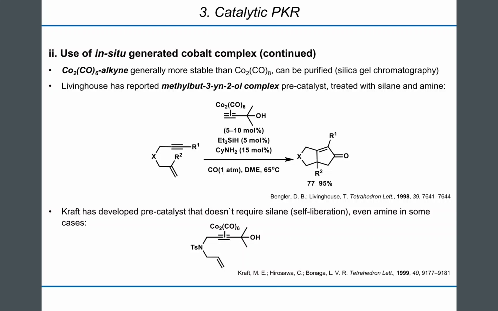Silane reduces the alkyne complex via hydrosilylation, generating free cobalt hexacarbonyl. The role of amine is unclear, but consistently showed better results when added. Furthermore, Krafft has developed a pre-catalyst which undergoes intramolecular Pauson-Khand reaction itself, liberating the free hexacarbonyl catalyst. The advantage is that silane is not required, and even amines too for some reactive substrates.